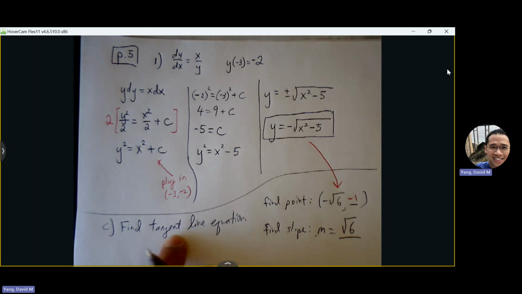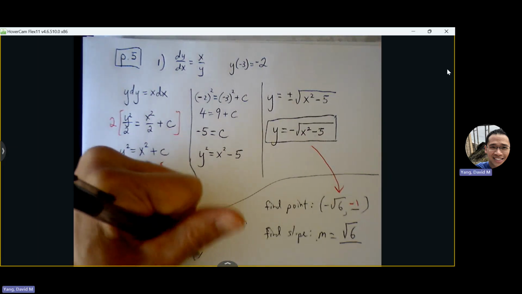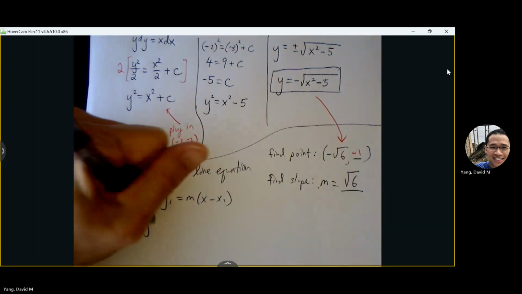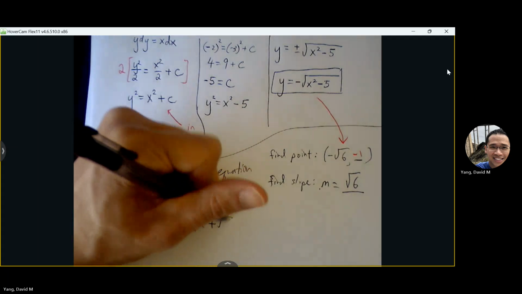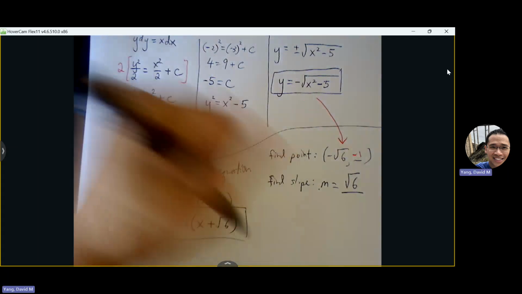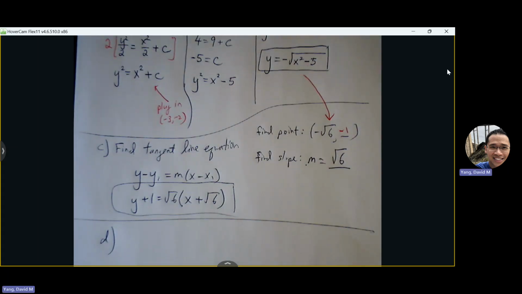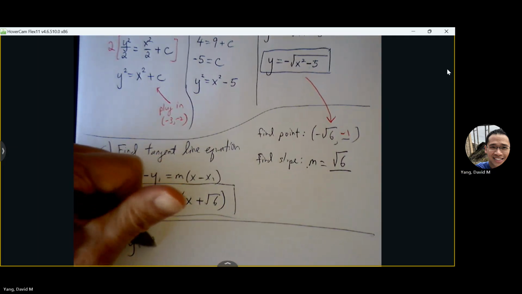All right, let's build our tangent line equation. y minus y sub 1 is equal to m times x minus x sub 1. Box this off. That's part C. And part D says use this to approximate y of negative 2.5.